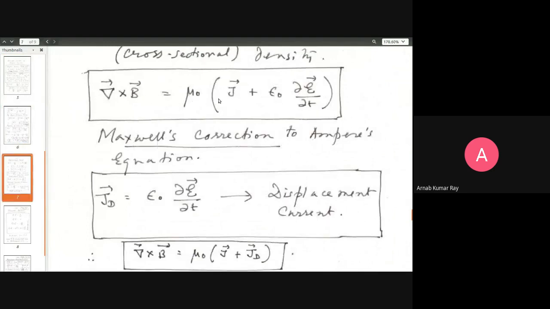Curl of B is equal to mu naught J. Up to that, you have Ampere's condition for a steady current. When you have an unsteady current, then it will give rise to an unsteadiness in the electric field, and that will have to be added: epsilon naught del T of E.